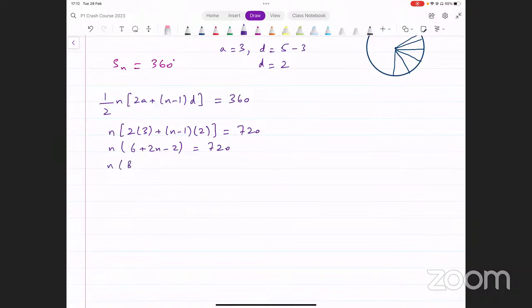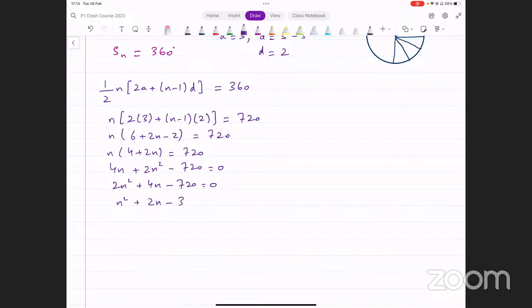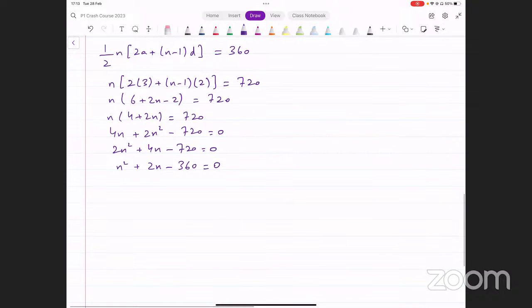Let's simplify this further. This is 4 plus 2n equal to 720. I'll have to simplify this, and this gives us 4n plus 2n square minus 720 equal to 0. 2n square plus 4n minus 720 equal to 0. We could simplify this. That becomes n square plus 2n minus 360 equal to 0. Now we could see if we could factorize this.